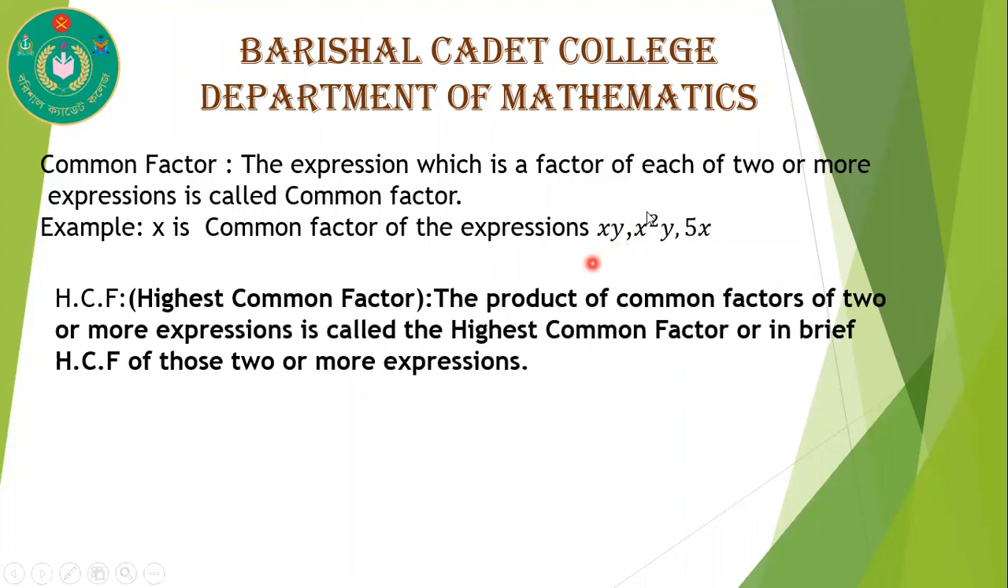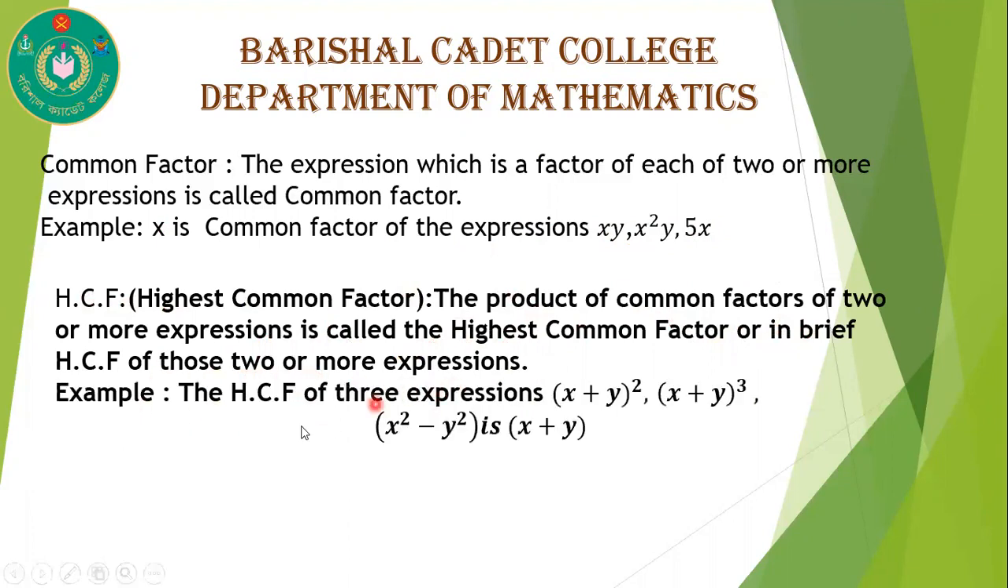In algebraic expressions, the definition of HCF: the product of common factors of two or more expressions is called the highest common factor, or in brief HCF, of those expressions. Example, the HCF of three expressions (x plus y) whole square, (x plus y) whole cube, x square minus y square is x plus y.